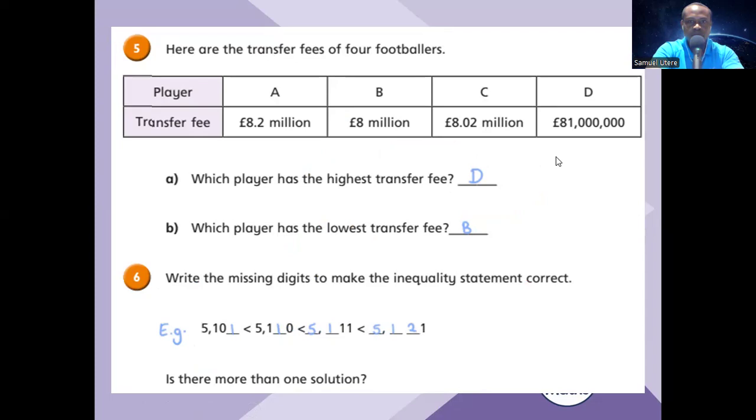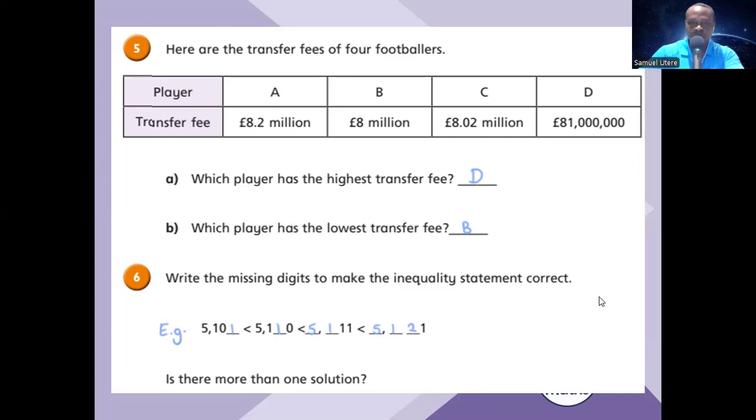So I'm sure football lovers should like this. I like the question. Very, very nice. So which player has the highest transfer fee? It is D. Comparing their place value, you would see that 81 million is the highest value. And then which player has the lowest? It is B. And then here you were asked to write the missing digits to make the inequality statements correct.